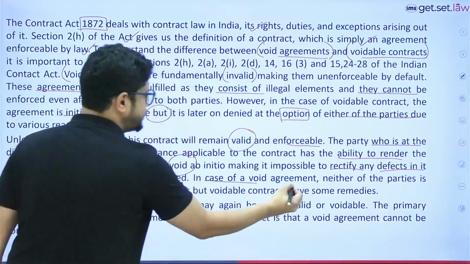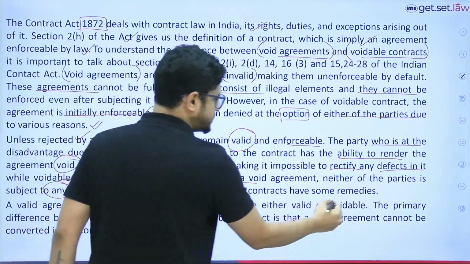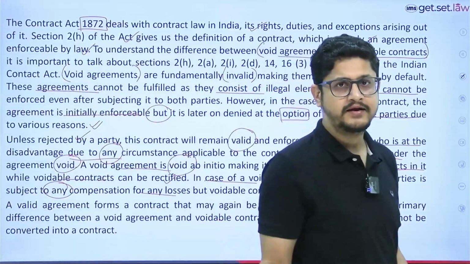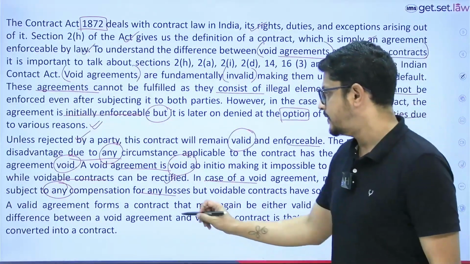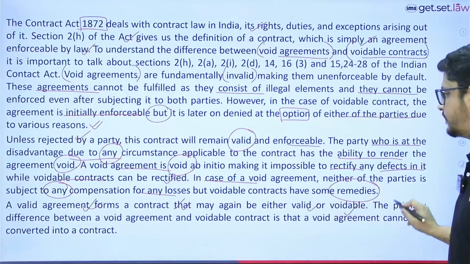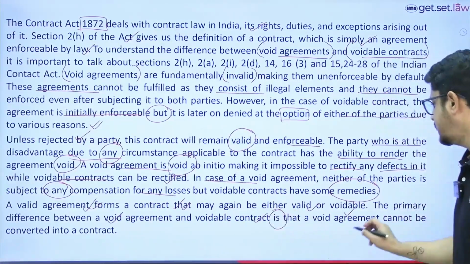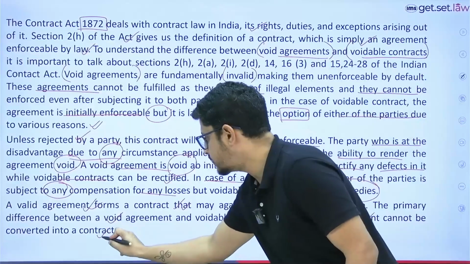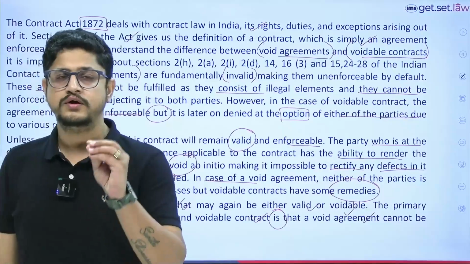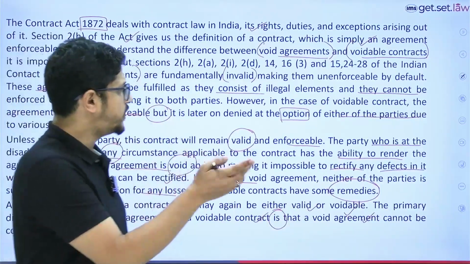In case of void agreements, neither of the parties is subject to any compensation for any losses, but voidable contracts have some remedies. So this is how they are balancing between void contracts and voidable contracts. But a valid agreement forms a contract that may again be either valid or voidable. The primary difference between a void agreement and a voidable contract is that a void agreement cannot be converted into a contract, because it is not at all allowed in the legal sense, since from the start it's not valid.